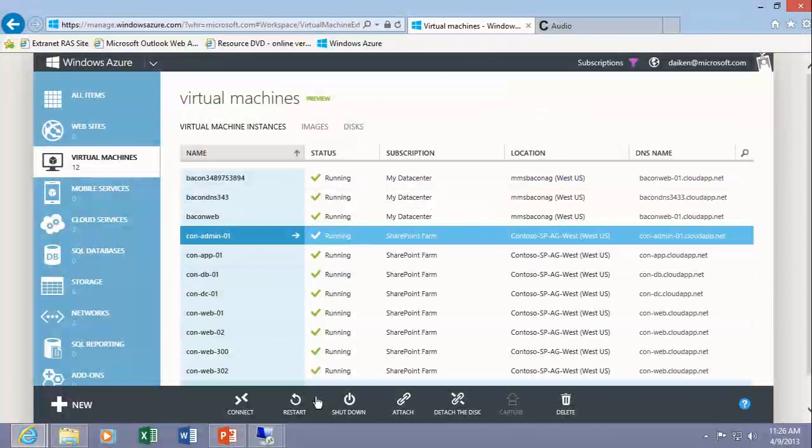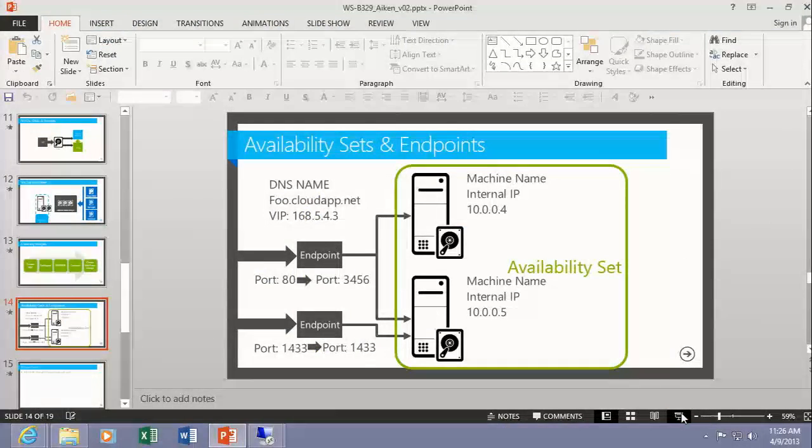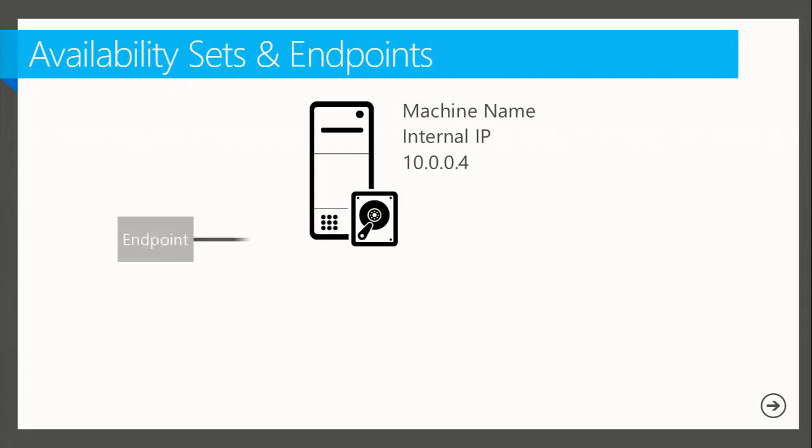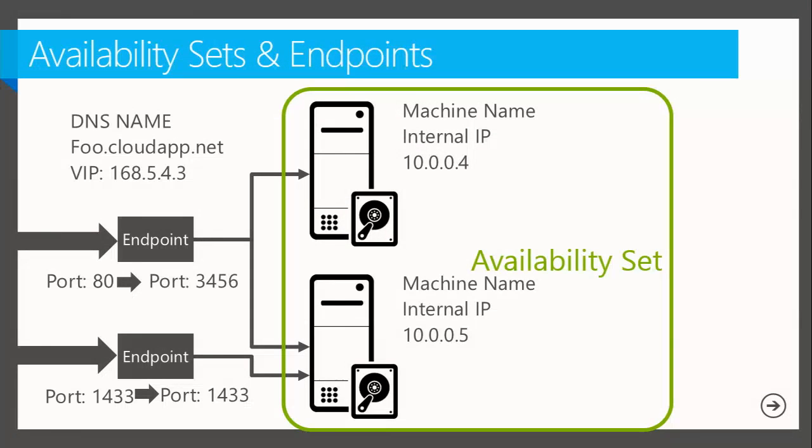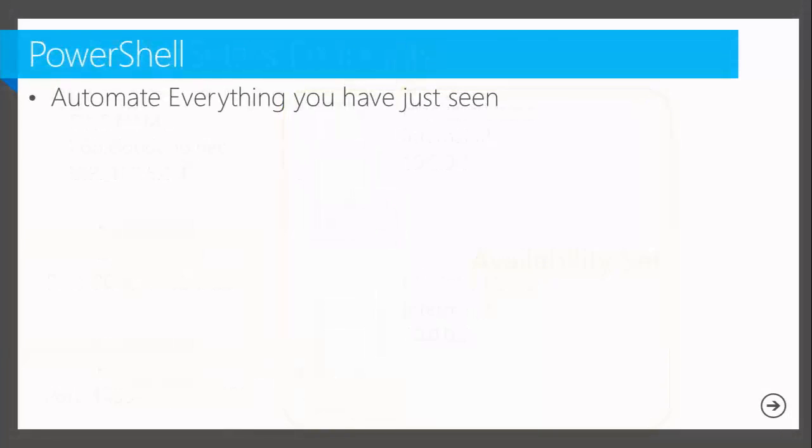Cool. So, last few things I want to wrap up. That was the availability set. That's why we were going with that. Cool. PowerShell lets you automate everything you've just seen. In fact, the only reason I did it with the portal is because following along with this in PowerShell is a little bit trickier, right?